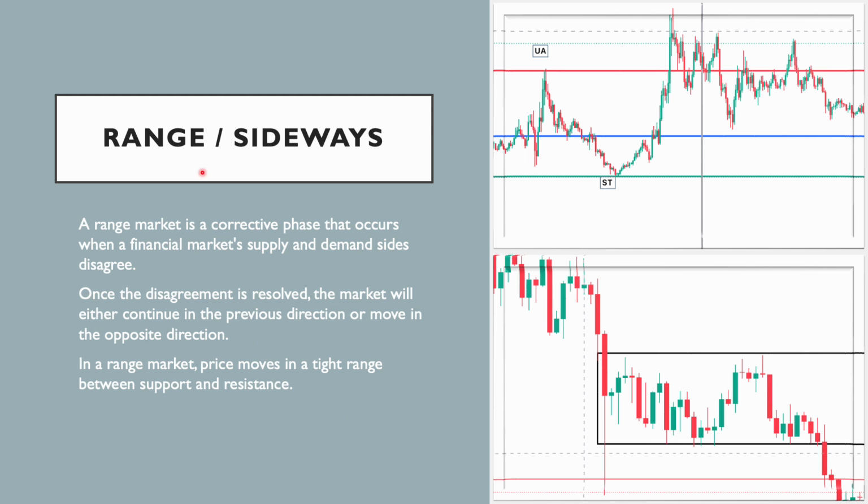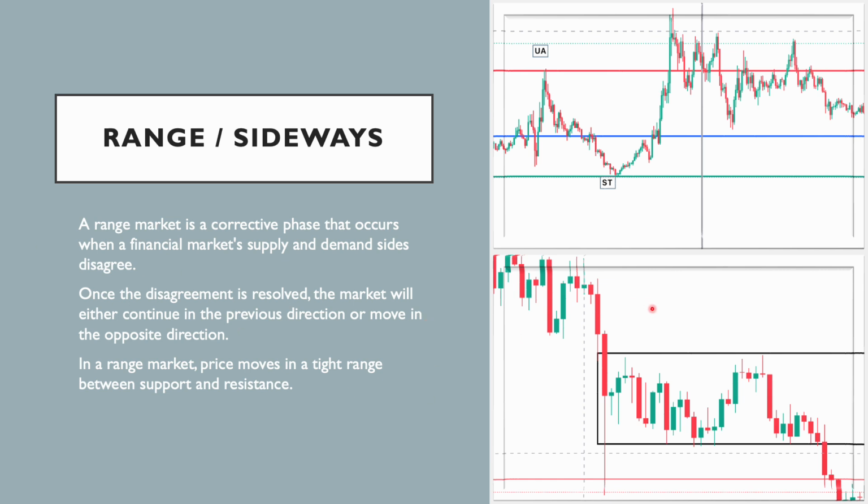The same applies to range, but let's go over the definition. A range market is a corrective phase that occurs when the financial market's supply and demand sides disagree. Once the disagreement is resolved, the market will either continue in the previous direction or move in the opposite direction. In a range market, price moves in a tight range between support and resistance.